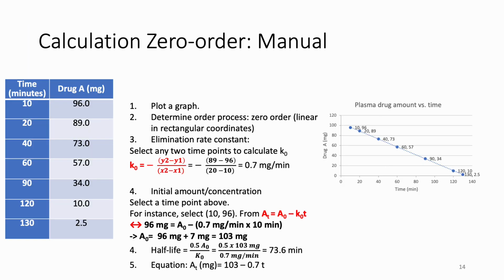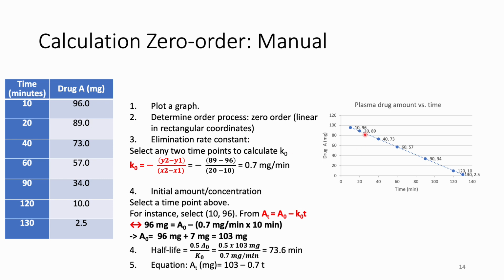Now we go to more detail. From the data here, I plot on normal paper and I have a straight line like this. This is the rectangular coordinate and I have a straight line. So I can assume that this drug follows zero-order kinetics, because this straight line is linear on rectangular coordinate paper.